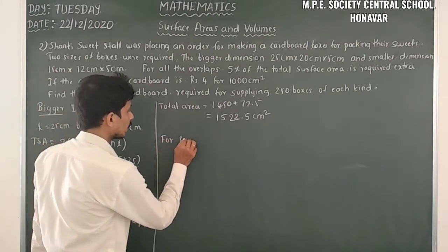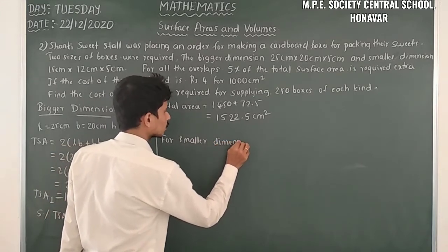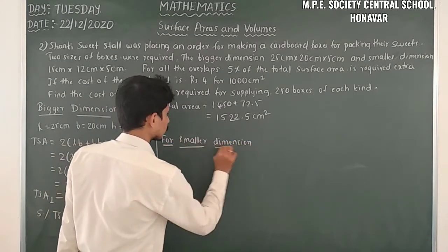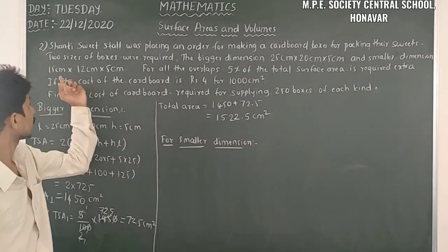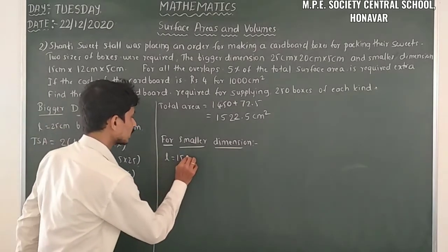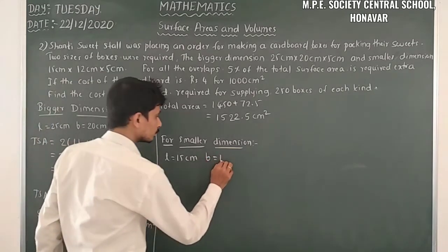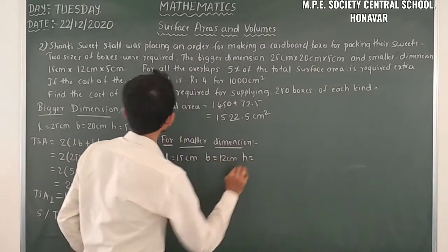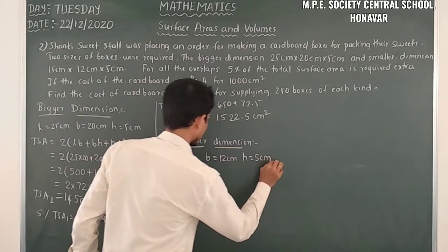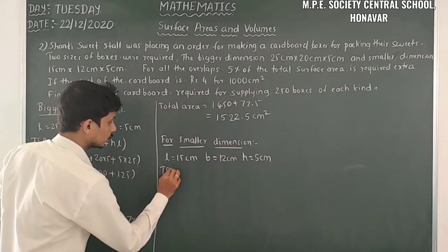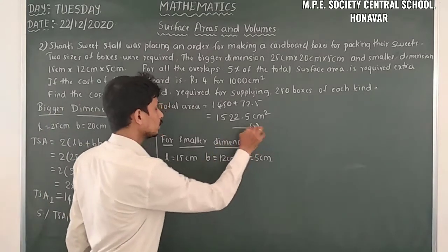For the smaller dimension, what we have here, we have to check. Yes. So for the smaller dimension, what is the value of L here? Here the value of L is equal to 15 centimeter, B is equal to 12 centimeter, and the value of H is equal to 5 centimeter. Then here we have to take the TSA. I will take this as equation number 1.